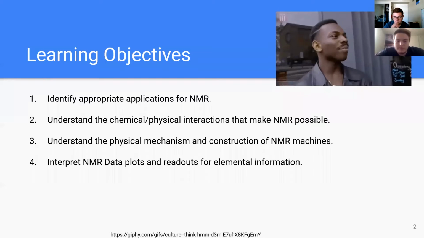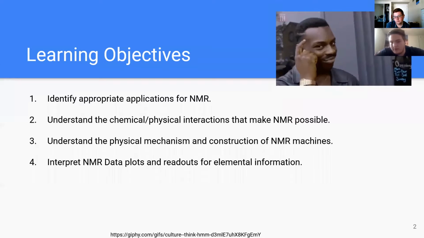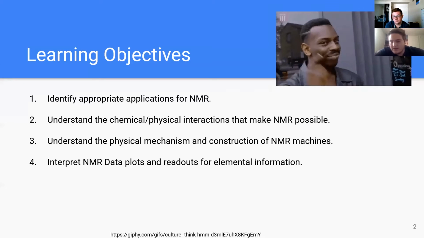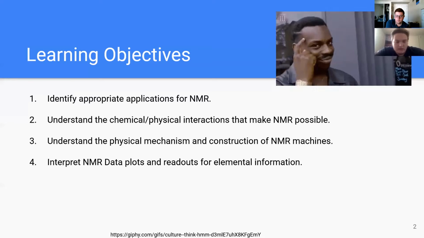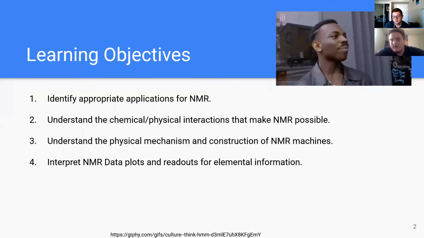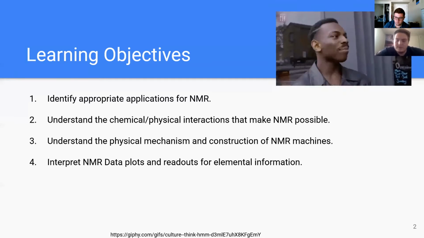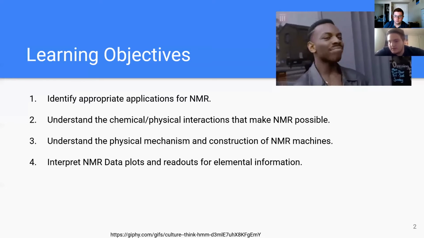Number three, we want you to be able to understand the physical mechanism and construction of NMR machines, how they're built, this kind of basic idea of how we make an NMR machine. And then number four, be able to interpret NMR data plots and readouts for elemental information. We want to be able to give you plots and data from an NMR and you be able to tell us what it is.